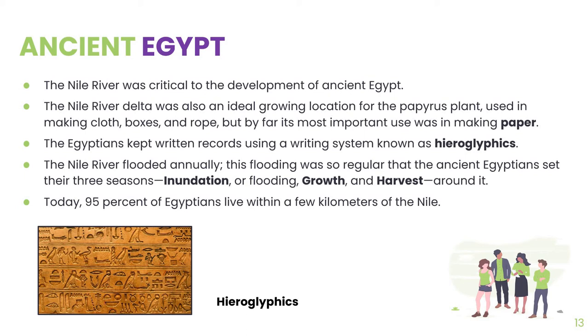The Nile River flooded annually. Taon-taon, nagbabaha, tumataas ang Nile River. And this flooding was so regular that the ancient Egyptians set their 3 seasons. So, na-anticipate na nila. They called the seasons the inundation or the flooding, the growth, and the harvest. And today, about 95% of Egyptians live within a few kilometers of the Nile.